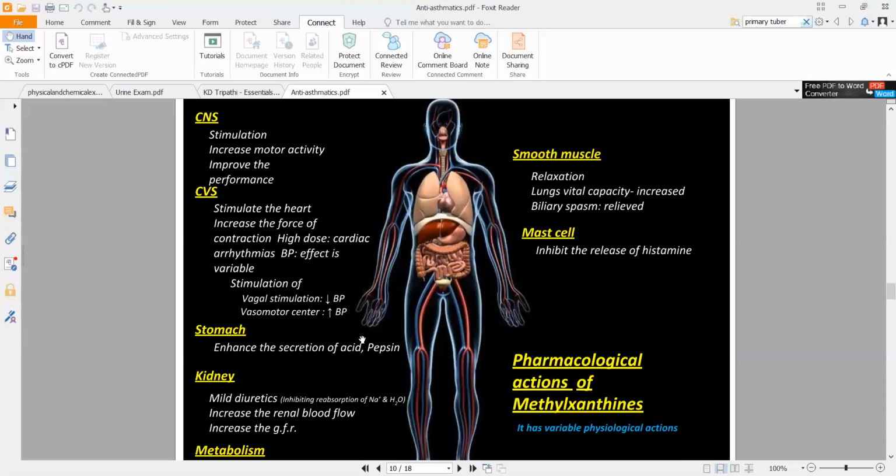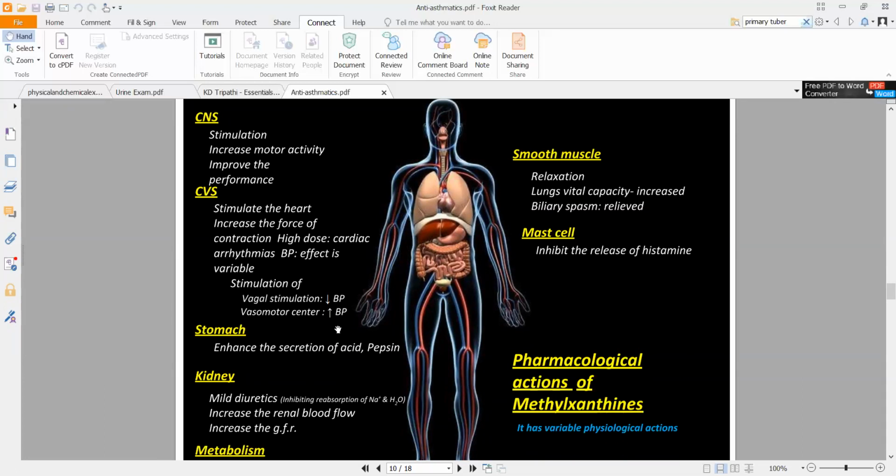Another thing it will do is cause vagal stimulation, where it is decreasing BP, and it also stimulates the vasomotor center. Both of these will happen. Vagal stimulation will decrease BP, but it will cause the vasomotor center to be stimulated, which will increase BP. The effect is more towards the vasomotor center. Ultimately, there will be a slight spike in BP. Okay, here it is, methylxanthine.